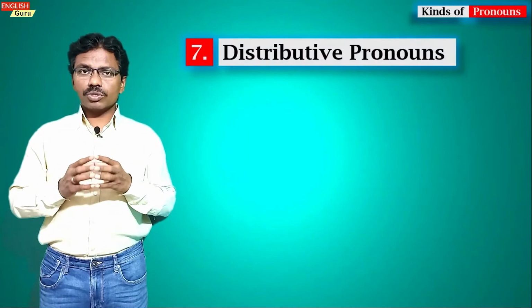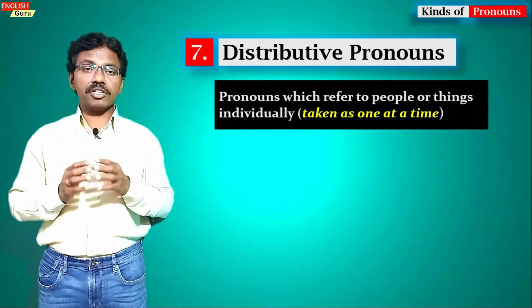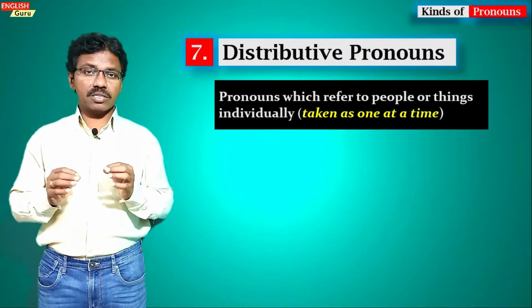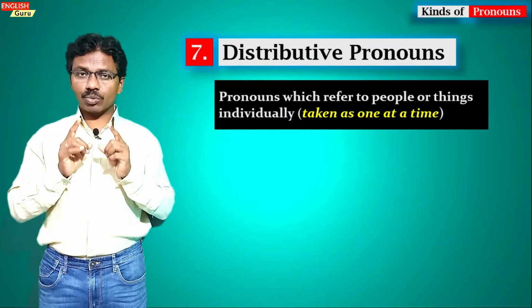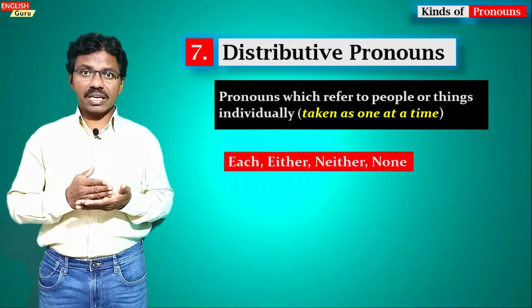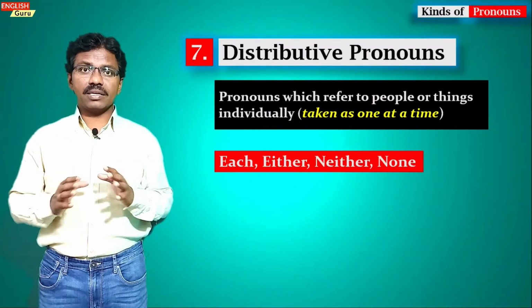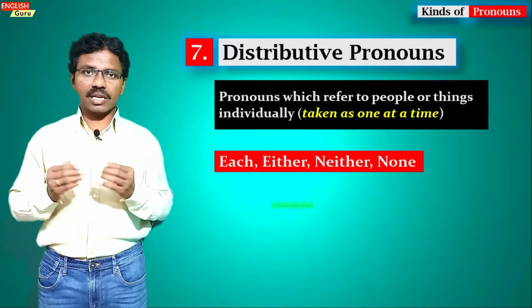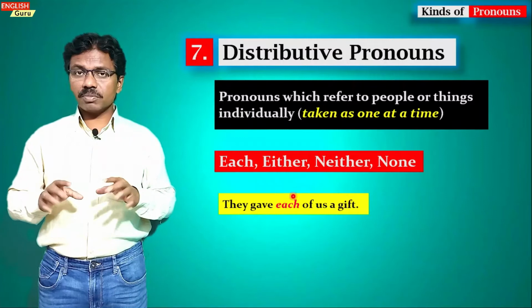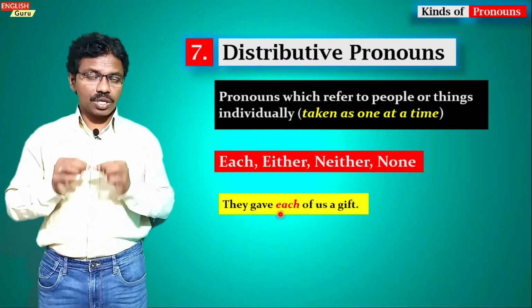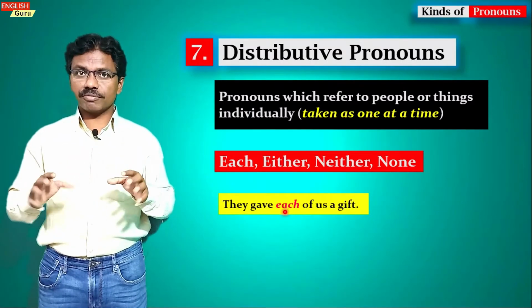The seventh one is distributive pronouns. These are all the pronouns which refer to people or things individually. They don't take everyone at one time. For example, each, either, neither, none. If we see them in an example, they gave each of us a gift. Each of us means every one of us. So here each is a distributive pronoun.